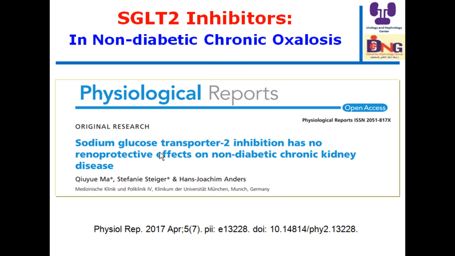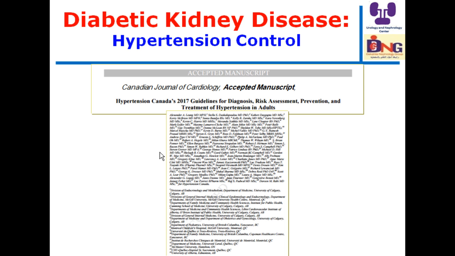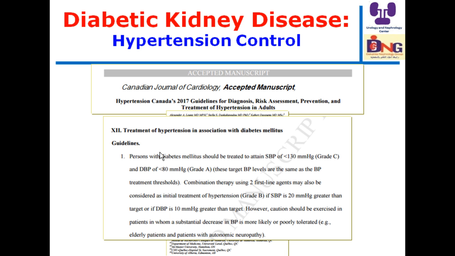Regarding hypertension, this is the most updated information about the treatment of hypertension in a diabetic patient. So the guidelines here: persons with diabetes mellitus should be treated to attain systolic blood pressure less than 130, and this is a grade 3C, and diastolic less than 80, and this is a grade A. These target blood pressures are the same as blood pressure treatment thresholds.